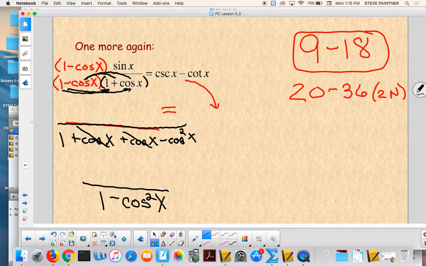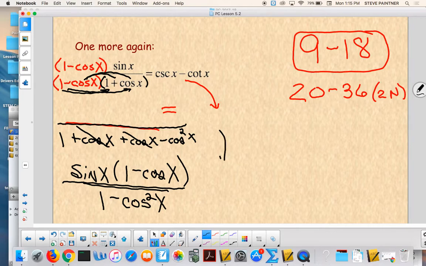Is that okay? On top you have sine times 1 minus cosine, or just cosine, sorry. Okay? Bring this down. What is 1 minus cosine squared? Sine squared. So the denominator, this is what we said. We want a monomial. Let's make it a monomial. It's just sine squared.